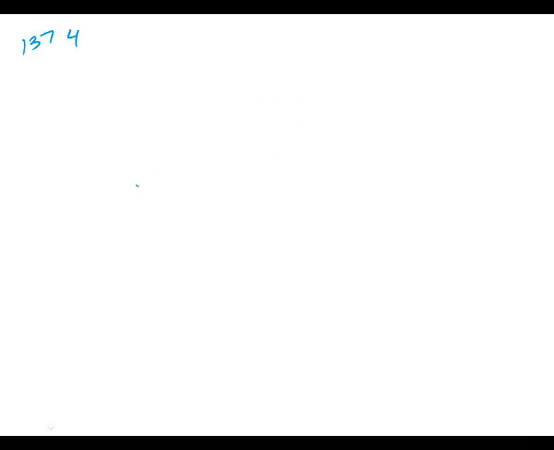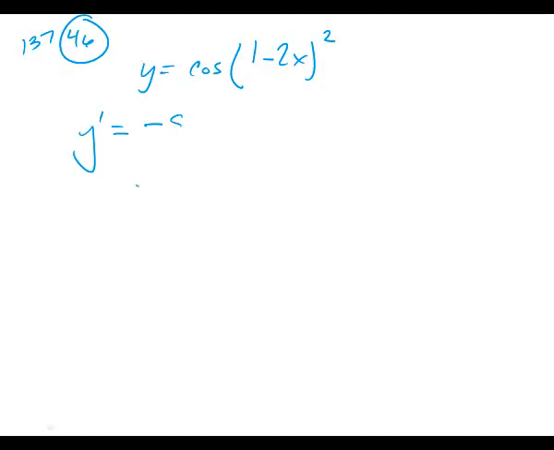Alright, so page 137, number 46 says that we've got y equals cosine of 1 minus 2x squared. Notice the squared is on the parentheses, not on the cosine. So the cosine is the outermost function this time. So y prime equals, what's the derivative of cosine? Negative sine of whatever the mess is, 1 minus 2x squared.